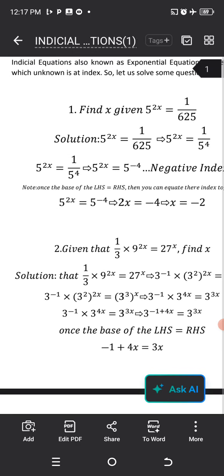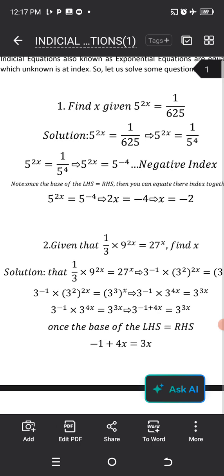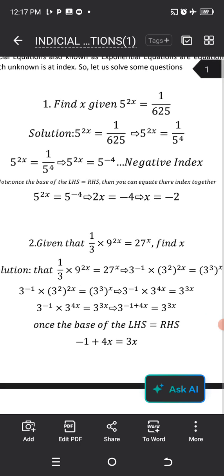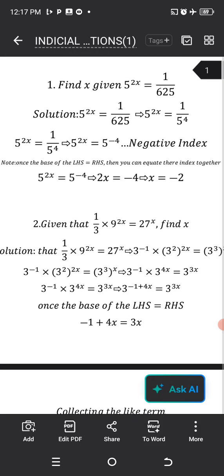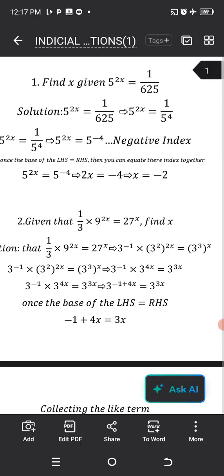A note is given here: once the base of the left hand side equals the base of the right hand side, then you can equate their indices together. So 5 raised to power 2x equals 5 raised to power minus 4 can be written as 2x equals minus 4, and the final answer is x equals minus 2. That is what the note is saying.